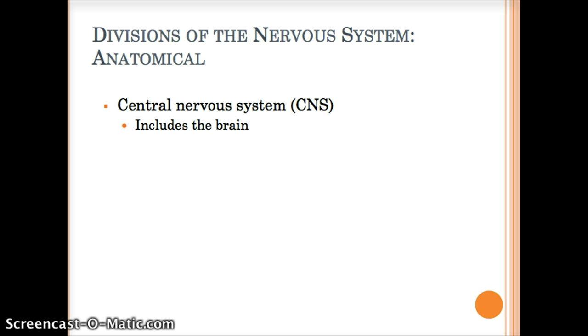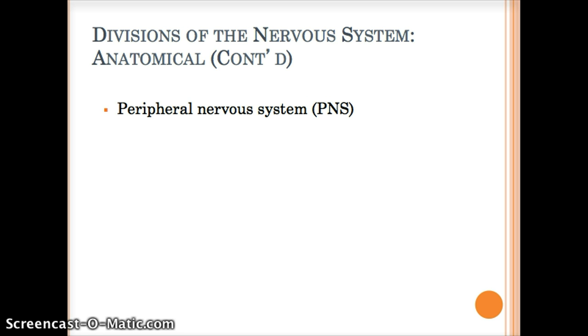So we can divide the nervous system into the central nervous system and the peripheral nervous system. The CNS includes the brain, and you all remember the parts of the brain that include the cerebrum, which is the cerebral cortex, the cerebellum, the subcortical structures, the brainstem, and the spinal cord. Then the peripheral nervous system, the PNS, is composed of 12 pairs of cranial nerves, 31 pairs of spinal nerves, and sensory receptors.